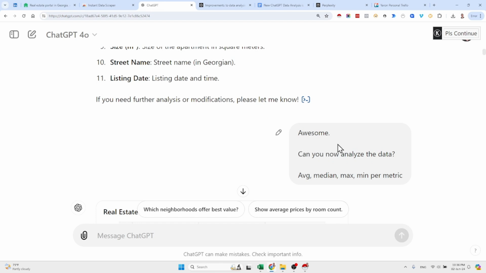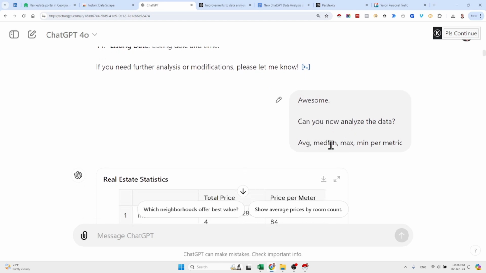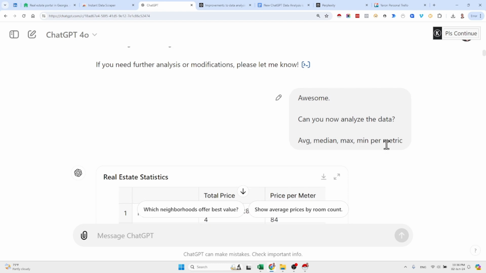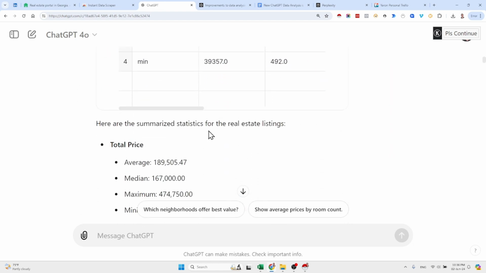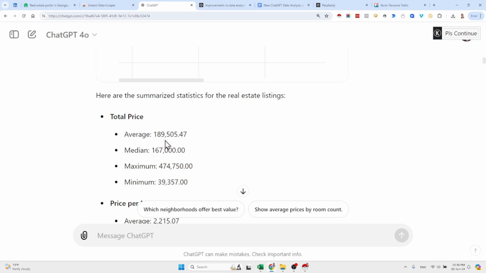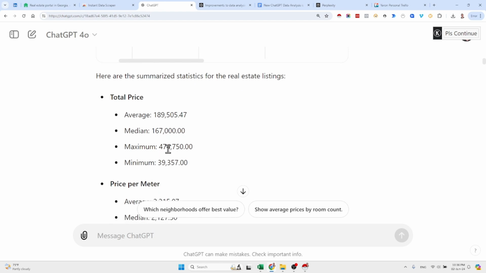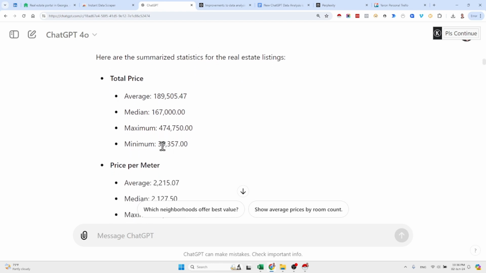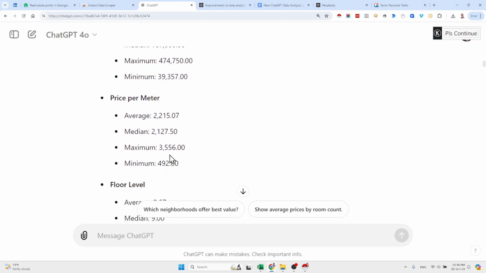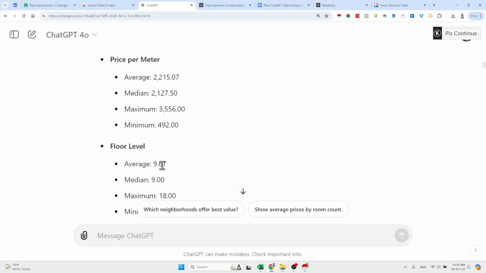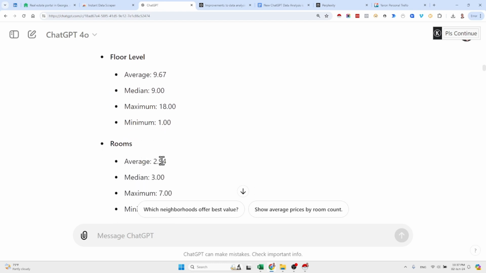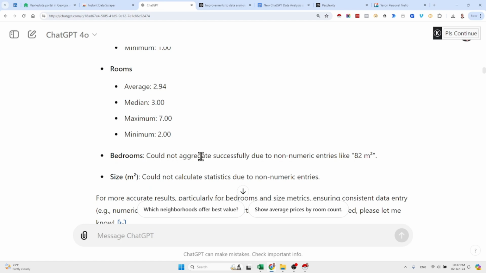Next, I told it, awesome, can you now analyze the data? Average, medians, maximum, and minimum per metric. So it created this analysis. Here are the summarized statistics for the real estate listings. The average price is 189K, the median price 167K, maximum 474K, and the minimum is 39K. Then price per meter averages, median, maximum, minimum, floor levels, amount of rooms, bedrooms. It couldn't aggregate successfully due to non-numeric entries. Okay, that's fine. We didn't clean out the data, but never mind, not a big deal.